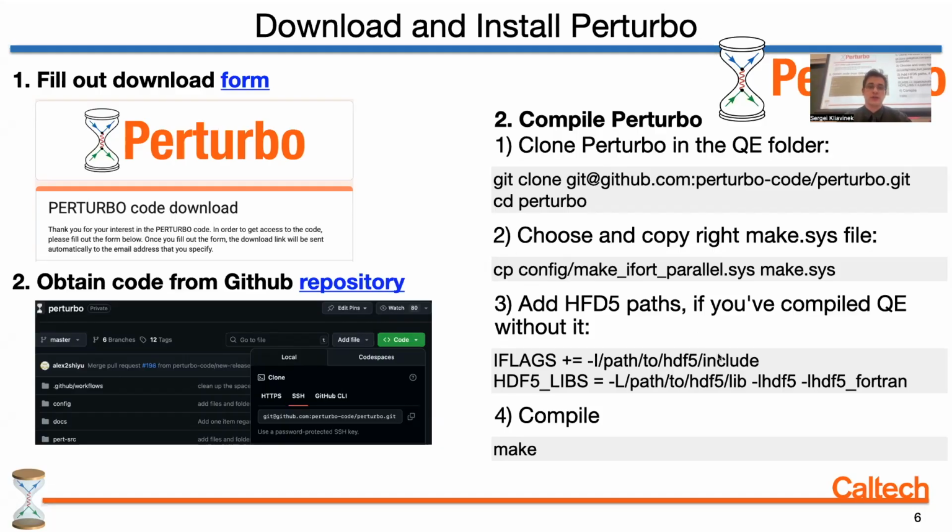An important thing to mention here is that HDF5 is very, very important for Perturbo. Lots of files used in Perturbo are related to the HDF5 format. So please, if you didn't compile Quantum Espresso with HDF5, compile Perturbo with it, and then run the make procedure, and you'll be fine.